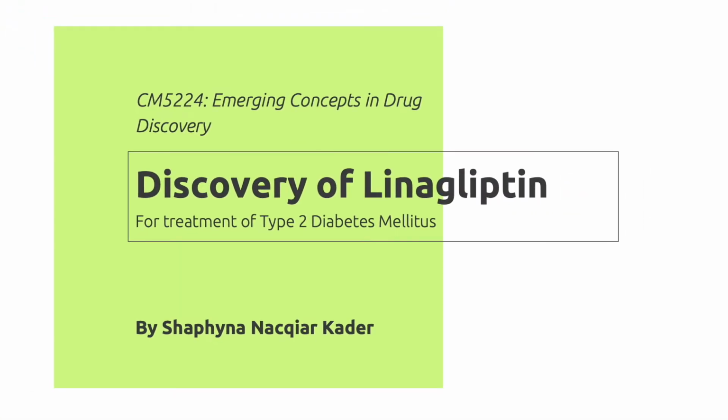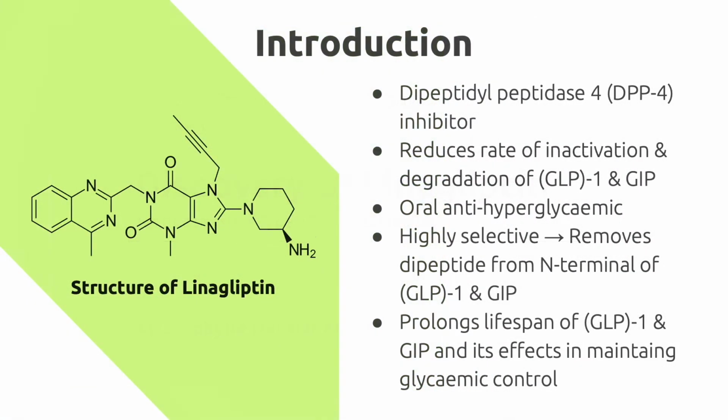The discovery of Linagliptin for treatment of type 2 diabetes mellitus. Linagliptin is a dipeptidyl peptidase 4 (DPP4) inhibitor and works by reducing the rate of inactivation and degradation of glucagon-like peptide, GLP-1, as well as glucose-dependent insulinotropic peptide, GIP.